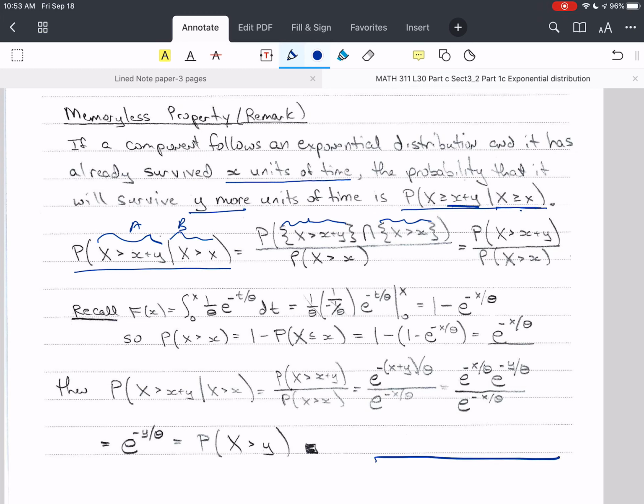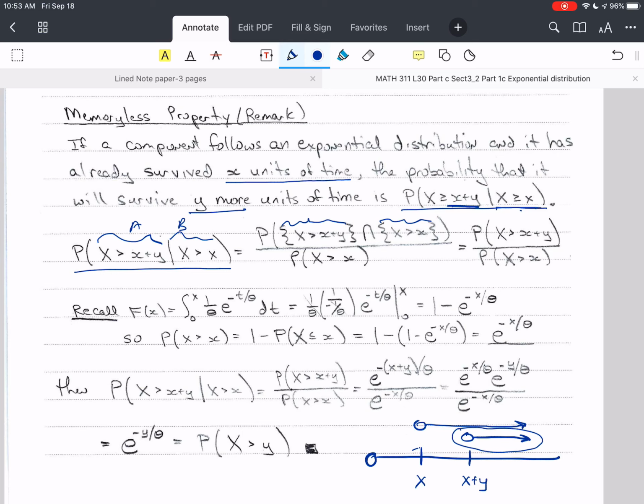Let's draw a little picture here. Let's say this is 0, and this is x, and this has to be x plus y. Remember, time is greater. The first one says that it's greater than x plus y, and the second one says it's greater than x. So we want the intersection. We want where these two things are the same. I hope you can see from this picture that that is this right here.